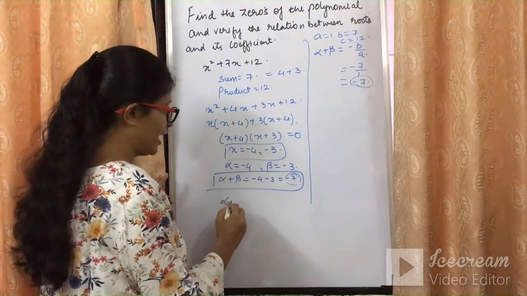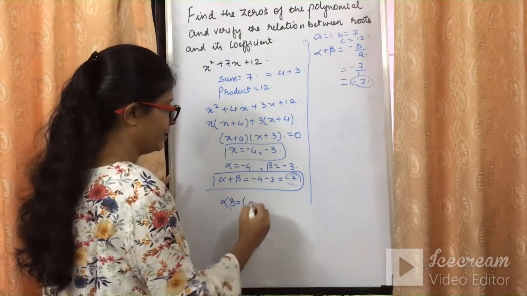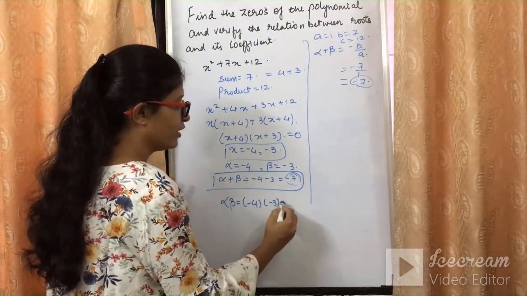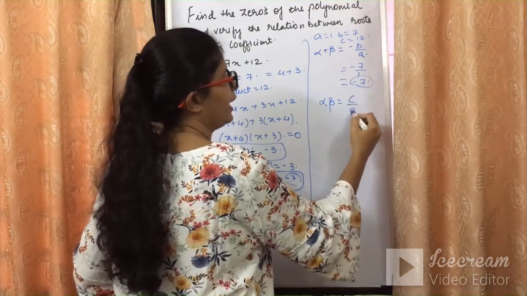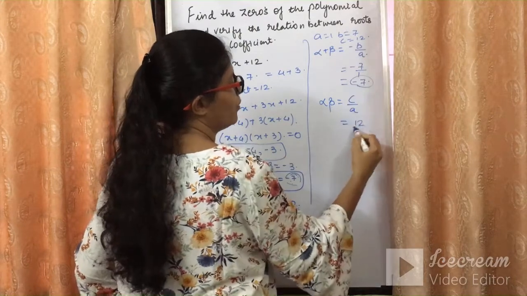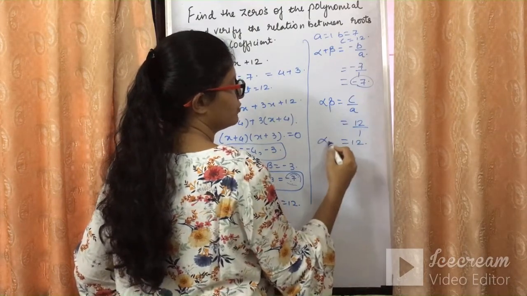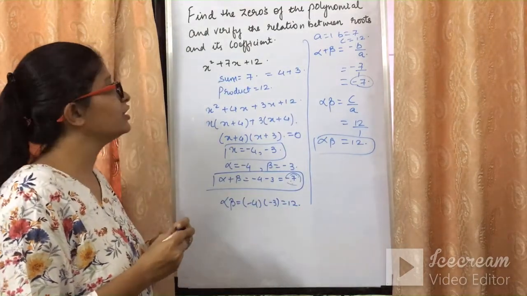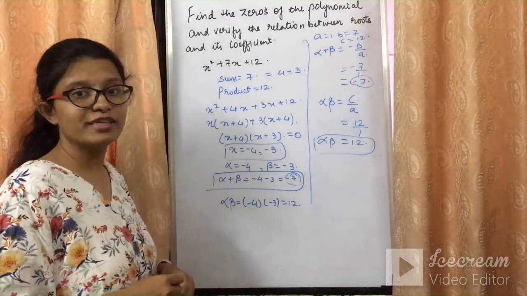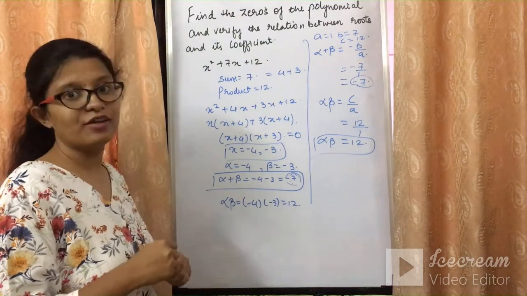So what is the product alpha into beta? Alpha into beta is nothing but minus 4 into minus 3 will give you 12. And if you take out alpha beta from here, that is c upon a. What is c? c is 12 upon 1. So answer comes out to be 12. So it is verified. So the relation between the roots and its coefficients are verified. I hope you must have understood the sum.